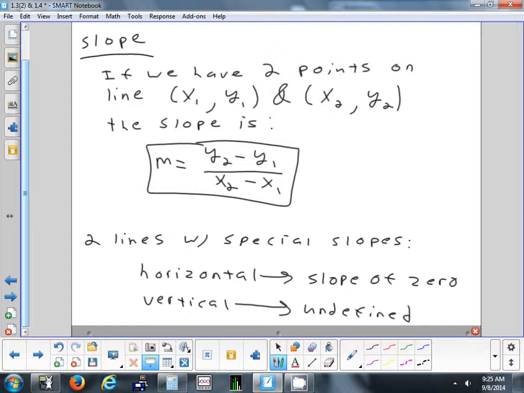There's 2 lines that have special slopes, horizontal and vertical. With a horizontal line, all your y values are the same. So when you subtract values that are the same, you get a 0 in the numerator. 0 divided by anything is 0. With a vertical line, all your x values are the same. When you subtract 2 x values that are the same, you get 0. This time it's in the denominator. So when you have a vertical line, your slope is a number divided by 0. Number divided by 0 spells no. That's undefined. So two special cases of slope.